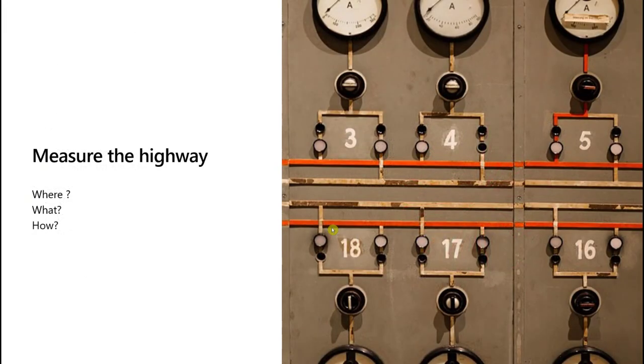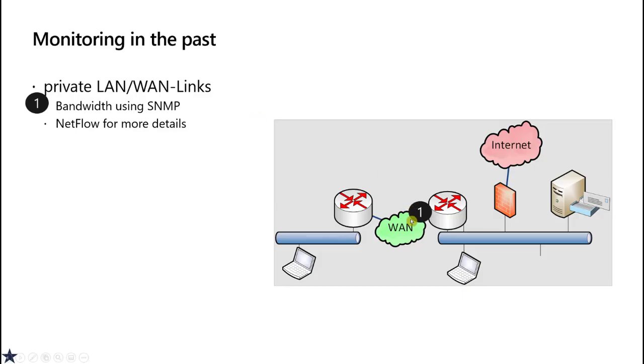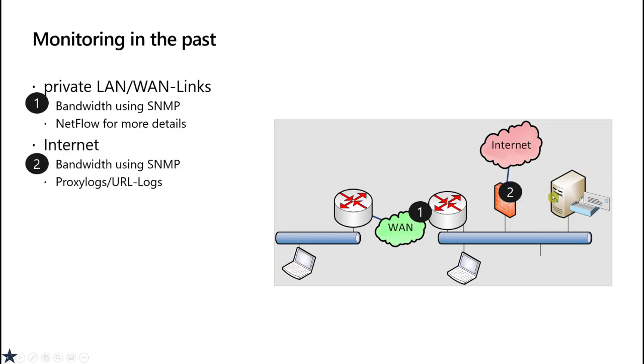So let's talk about measuring the highway. In the past, we had our private wide area links for a client connecting to my Exchange server. Then we had our internet breakout for connecting to the internet.